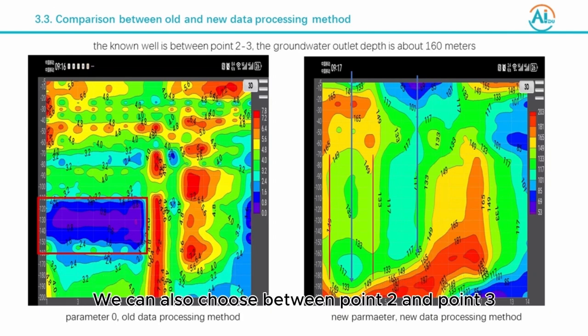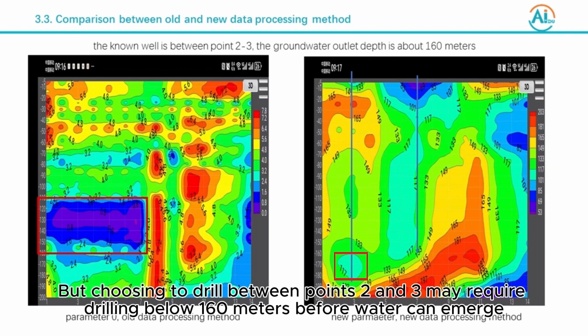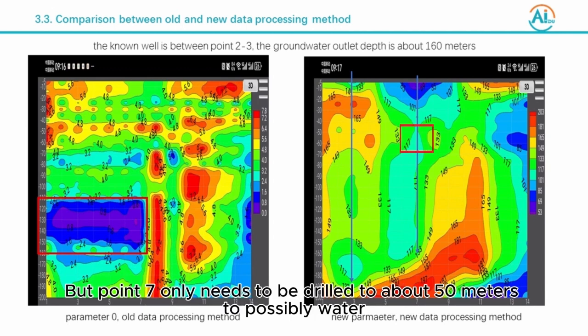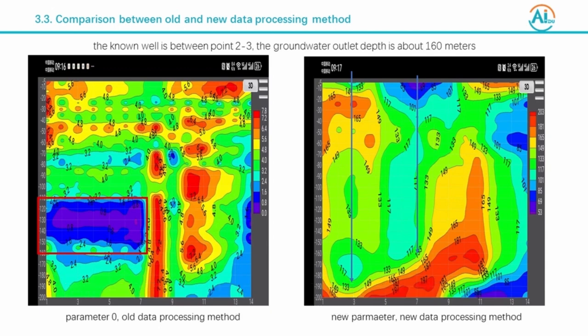We can also choose between point 2 and point 3. But choosing to drill between points 2 and 3 may require drilling below 160 meters before water can emerge. But point 7 only needs to be drilled to about 50 meters to possibly reach water.